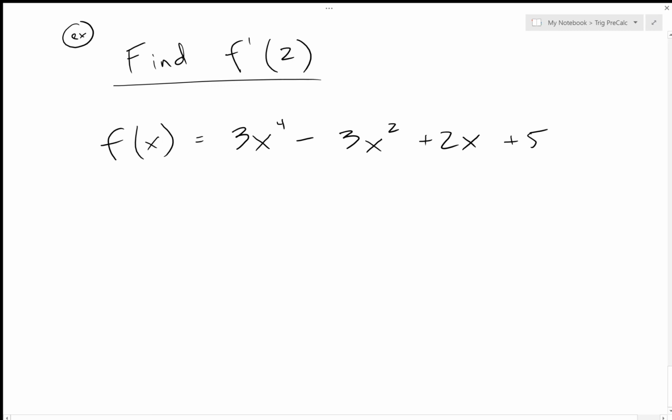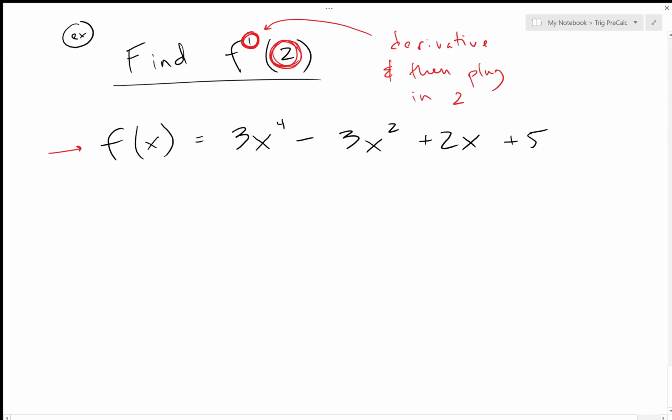All right, so let's interpret this. This right here is the original function. That prime means find the derivative. But now there's a 2 right here. So it says find the derivative and then plug in 2. So first we need to find the derivative, and then we're going to evaluate it at 2. So find the derivative and then plug in 2.